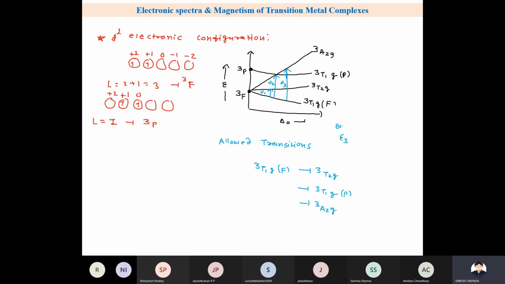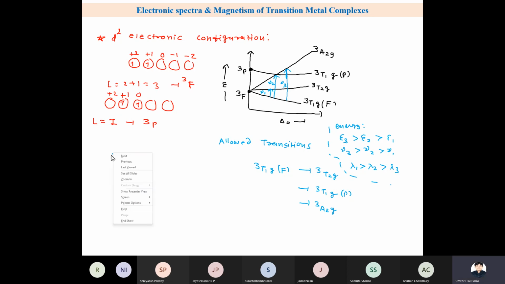E3 is greater than E2, E2 is greater than E1, or you can say nu3, nu2, and nu1. So what about wavelength lambda? Reverse. Inverse. So see, this is the wavelength order.